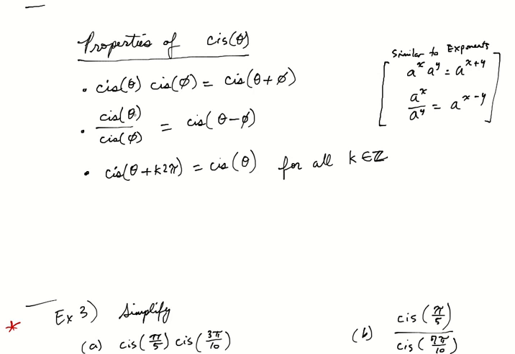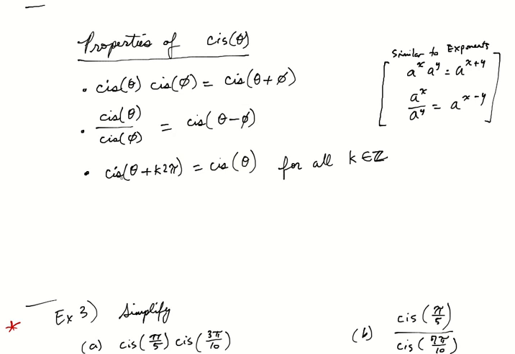Cis of theta all over cis of phi is also cis of theta minus phi. You can see that these two are sort of like, not exactly, but sort of like properties of exponents. If I have a to the x times a to the y, multiplying those two expressions, I add the two exponents. Here I'm adding the two angles. Same thing with the division: a to the x over a to the y is a to the x minus y. Likewise, cis theta over cis phi is cis of theta minus phi.